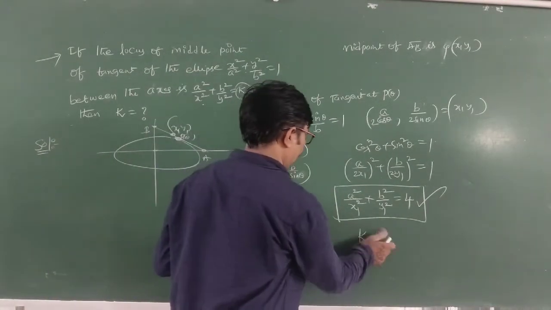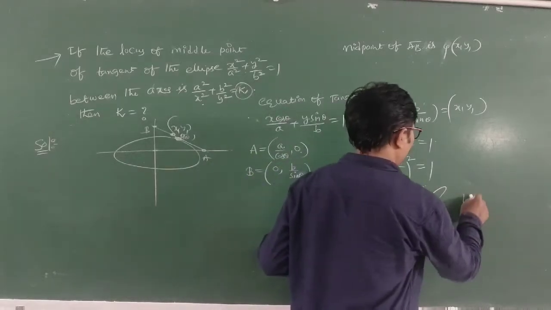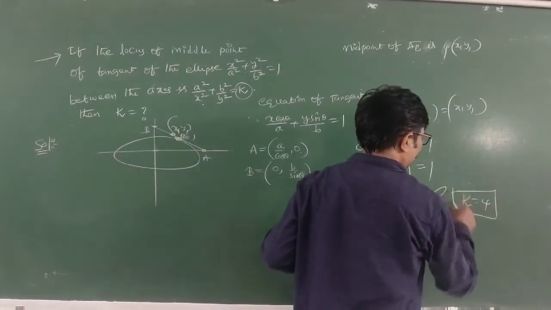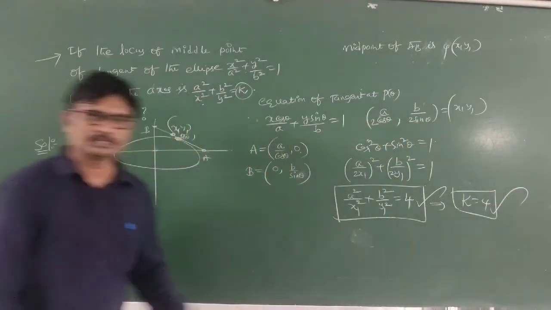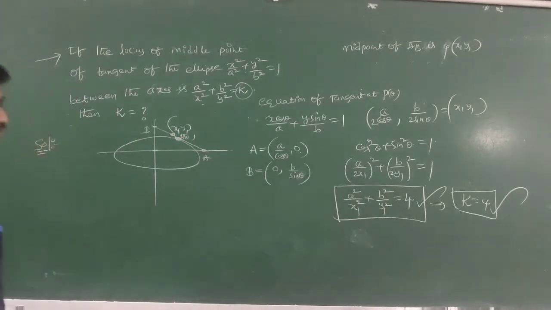Now the value of k. We have to compare that one. The value of k is 4. Okay students, write down. The value of k is 4.